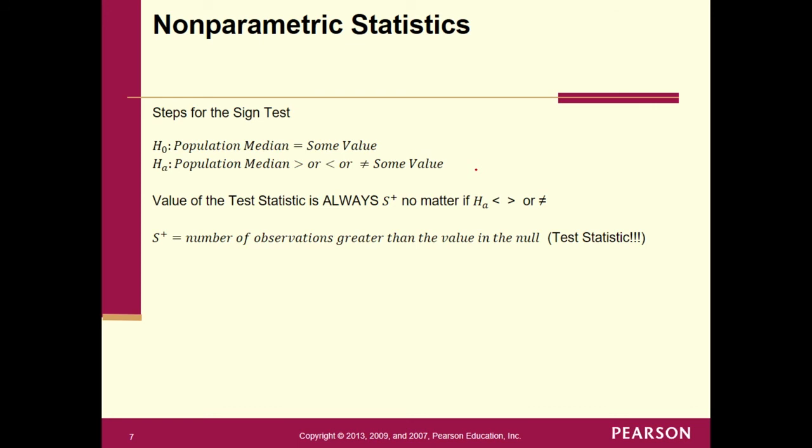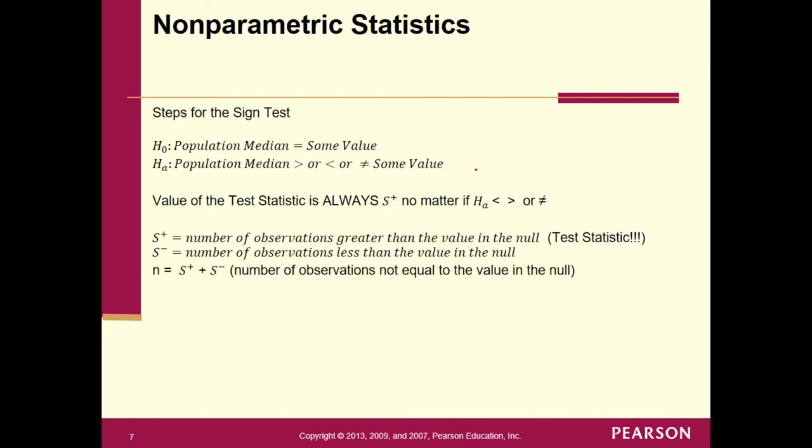And that's what happens a lot with these nonparametric techniques. It's very simple in working with the data. Or you might have to rank the data and then figure things out. So working with the data is actually fairly simple. S minus. Now there is an S minus. What is S minus? It's the number of observations less than the value of the null. Now you do have to be careful about the next thing here. N then is equal to S plus plus S minus. It is equal to the number of observations not equal to the value of the null hypothesis.